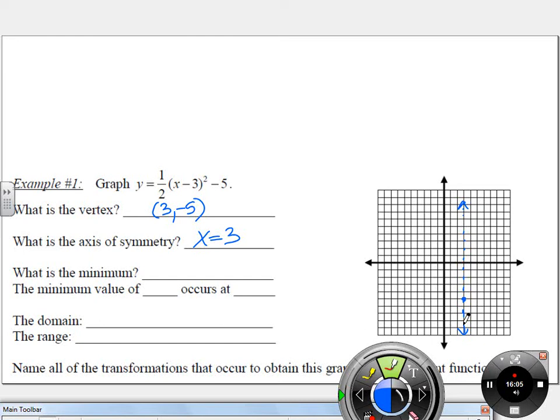Because it's either going to be the place that it bottoms out or the place that it reaches the very top of the graph. Nothing can go past it with this shape, right? Unless we curve around again, that's not a parabola anymore. So our minimum is the point (3, -5). It is our vertex point.